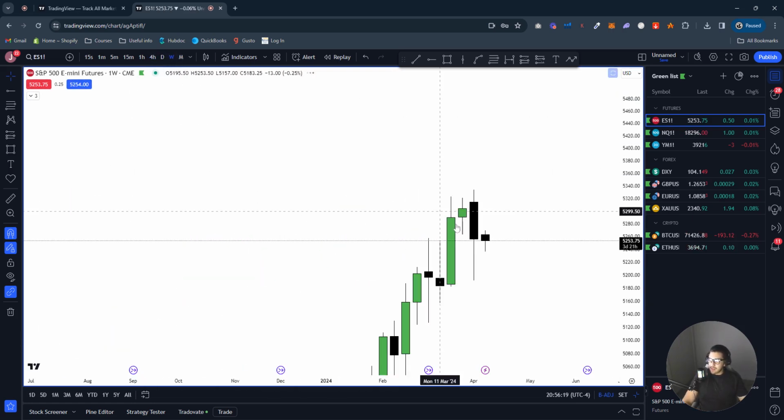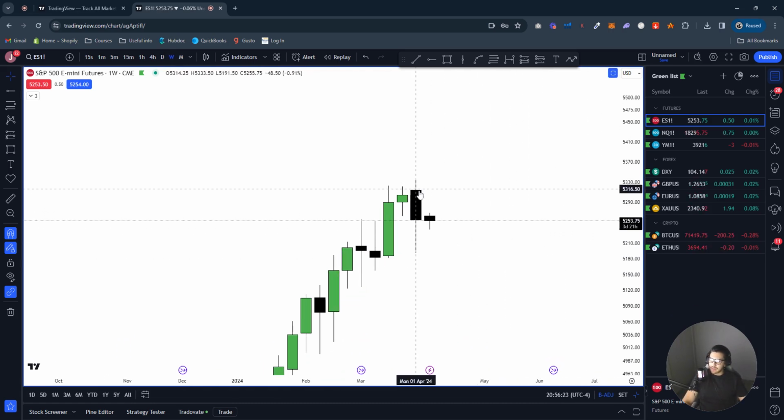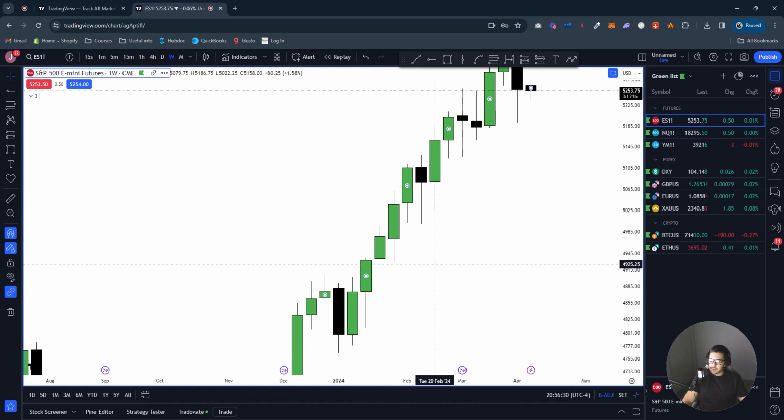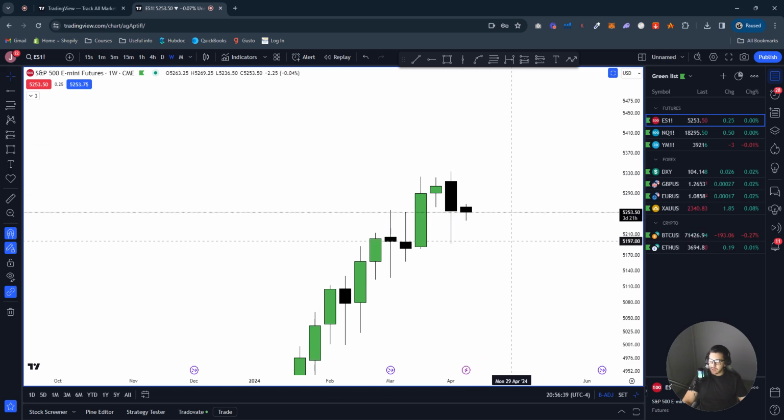Now, a candle is always going to have a wick, right? It's always going to have a top wick. It's always going to have a bottom wick. In some cases, you will have no wicks, like this one right here. You'll have no wick on the bottom. Sometimes you'll have no wick on the top. But for the most part, you're going to have a wick on top and you're going to have a wick on the bottom. All right.